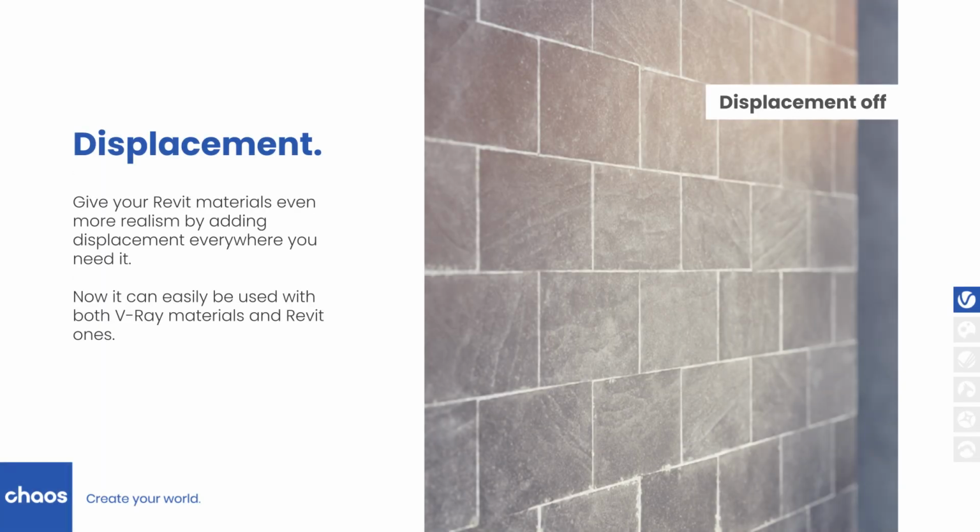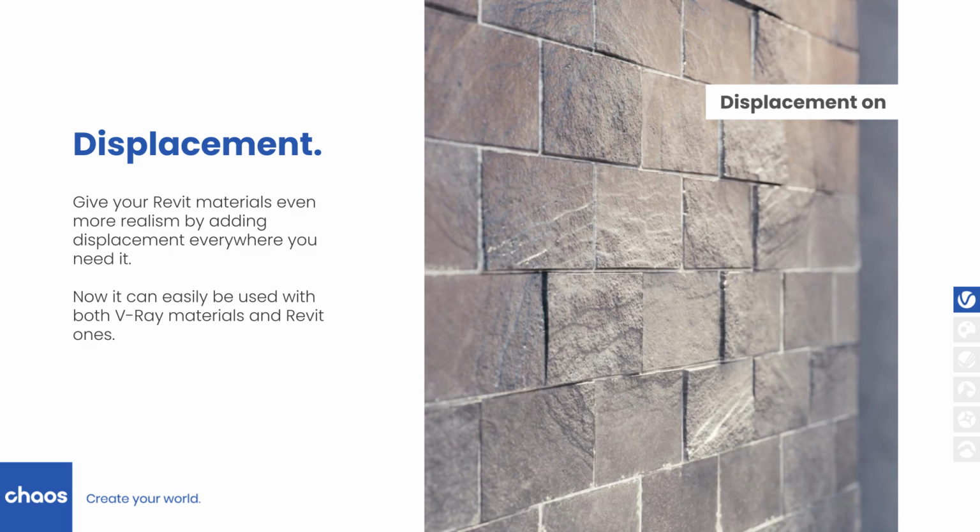We have also introduced a new workflow for using displacement in V-Ray 5 for Revit. Displacement mapping is a technique for adding detail to geometric objects without having to model it first. In previous versions of V-Ray for Revit, displacement was built into the V-Ray material, but could not be used outside of this context. Now in V-Ray 5, you can use displacement everywhere you need it to add even more realism to your Revit materials.